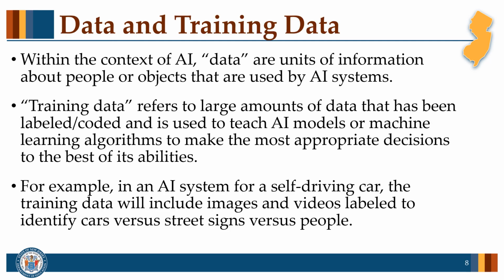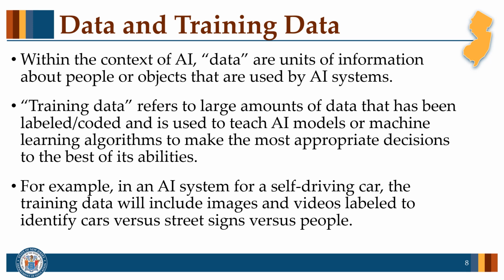When referring to AI, data are units of information about people or objects that are used by AI systems. Data is generated by humans in their work or other contexts in their past. Training data refers to data that has been labeled or coded and is used to teach AI models or machine learning algorithms to make the most appropriate decisions to the best of its abilities.